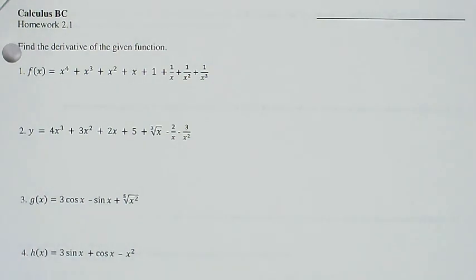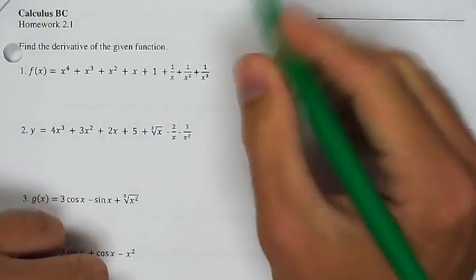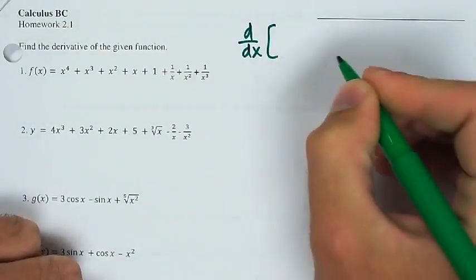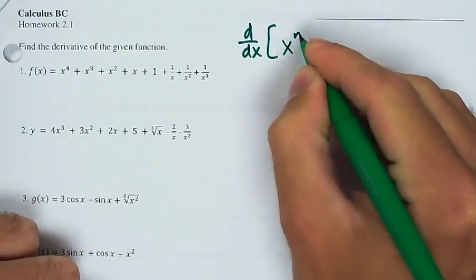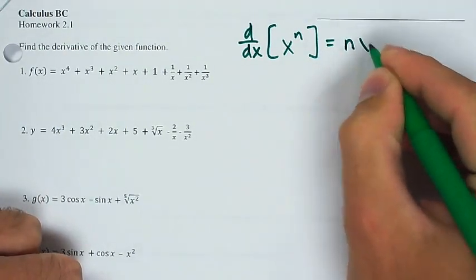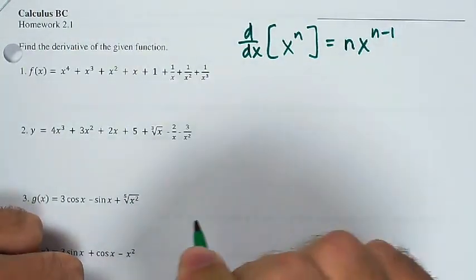So I think what I need to remind you of, the big moral of the lesson, was that the derivative of a power of x with respect to x is that power times x to one less power.